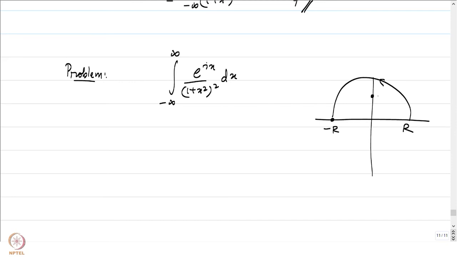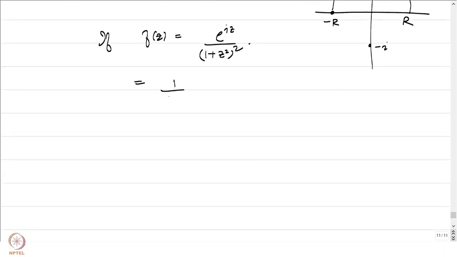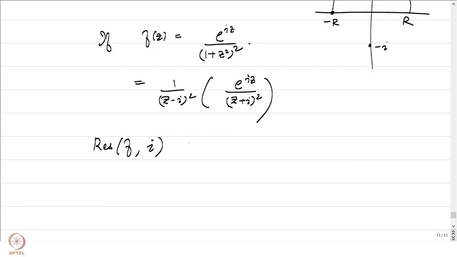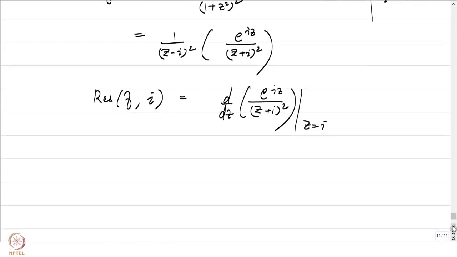Again, the points of interest to us will be i and minus i. If f of z is taken to be equal to e to the power iz by (1 plus z square) the whole square, this is going to be 1 by (z minus i) the whole square times e to the power iz by (z plus i) the whole square. And therefore, the residue of f at the point i is just going to be equal to d by dz of e to the power iz by (z plus i) the whole square evaluated at z equal to i, which I have done the computation already.